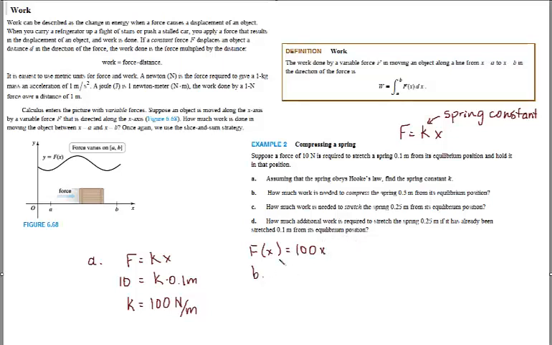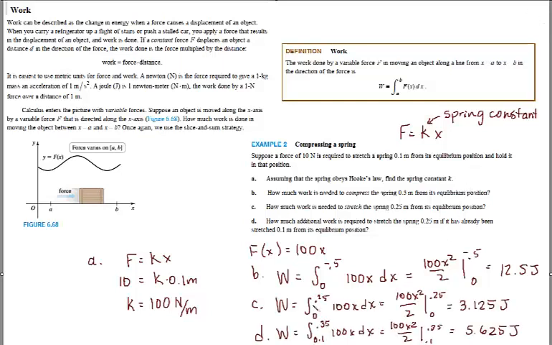So for question B, how much work is needed to compress a spring? So work equals, and they want to know from 0 to negative 0.5 because I'm compressing, and I would just do 100x dx. Pretty straightforward integral. I'll have 100x squared over 2 evaluated from negative 0.5 to 0, and with that you'll end up with 12.5 joules. And the rest of them are very similar. I'll just go ahead and write down the setup for the rest of them.